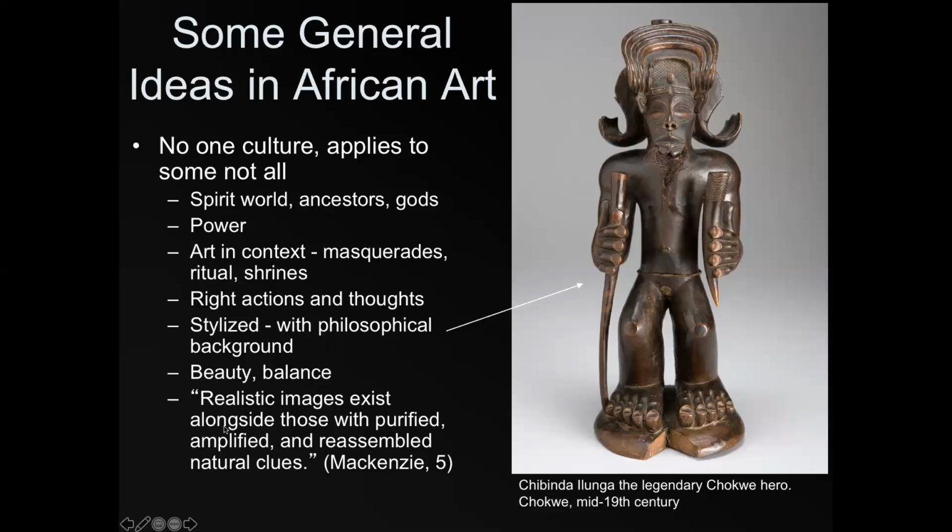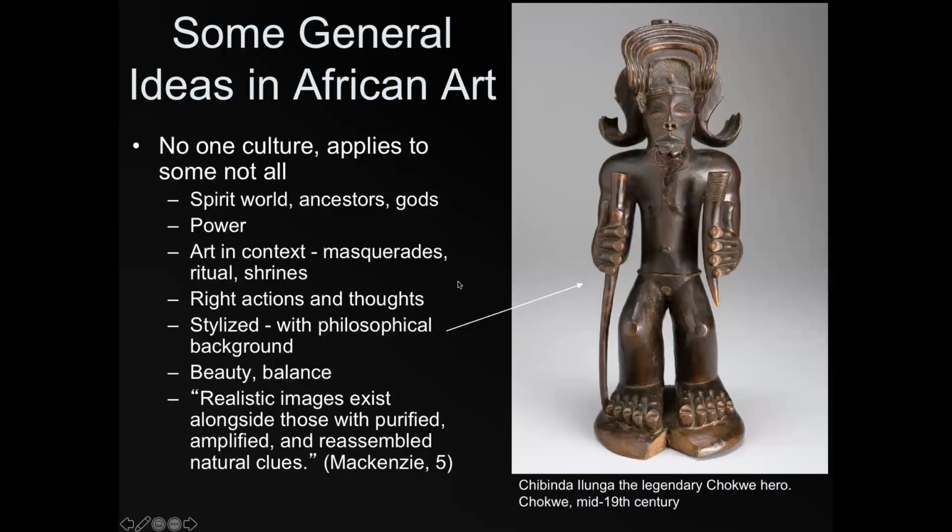So realistic images exist alongside those with purified, amplified, and reassembled natural clues. So a lot of different ways of communicating messages. We will see some naturalism, especially in the more ancient cultures. But as time goes along, Africans tend to be more interested in abstraction and stylization, that's thought to be more sophisticated than naturalism in a lot of cultures.